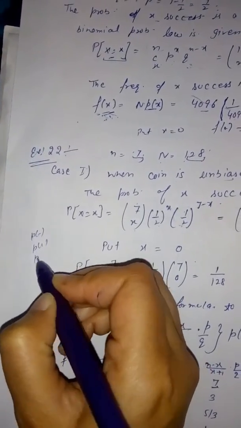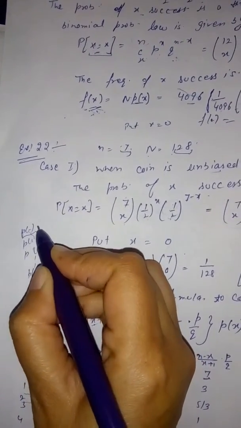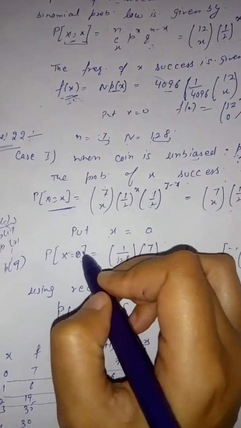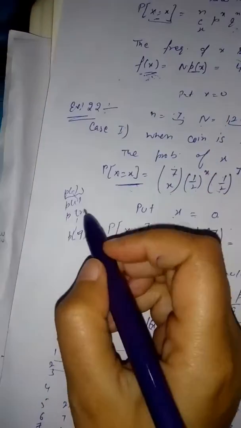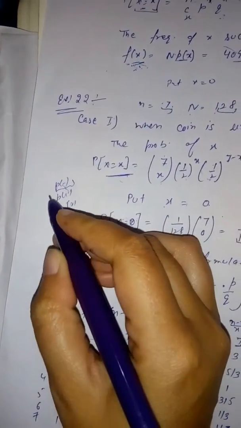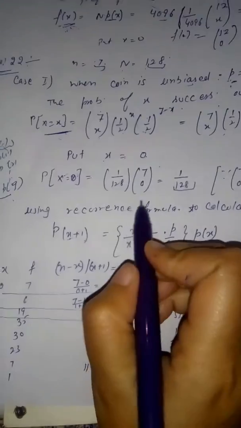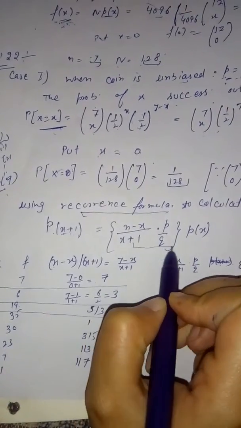Now put x equal to 0 because we find P0, P1, P2 up to P7. For finding P0, I put x equal to 0 in this equation. So probability at x equal to 0 is 1 by 128 into 7C0, that is equal to 1 by 128. Now we find P1, P2 up to P7. To find these probabilities, we use the recurrence formula, right? The formula is p(x plus 1) equal to this.